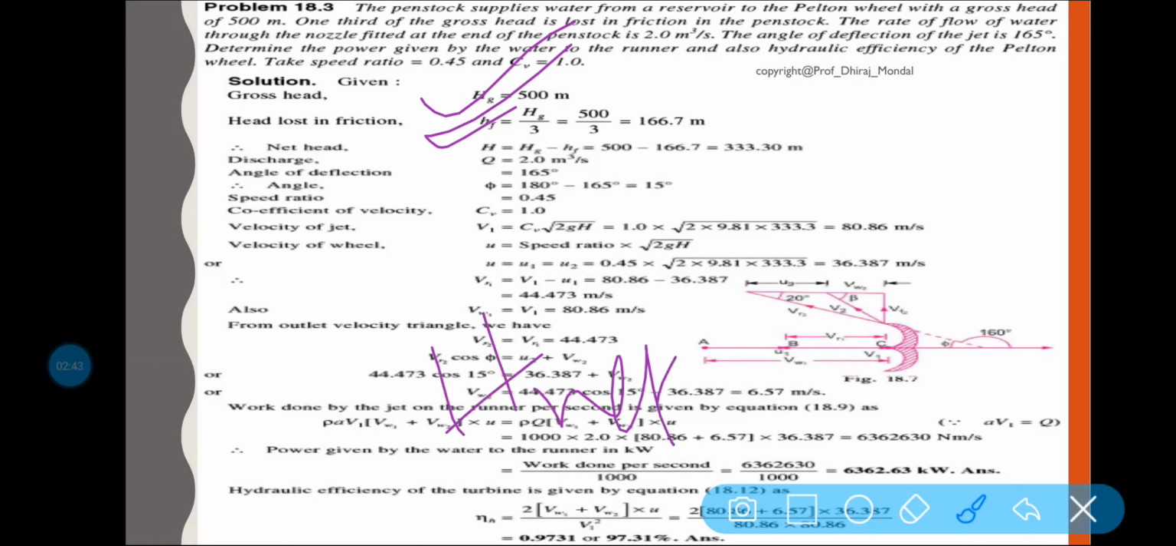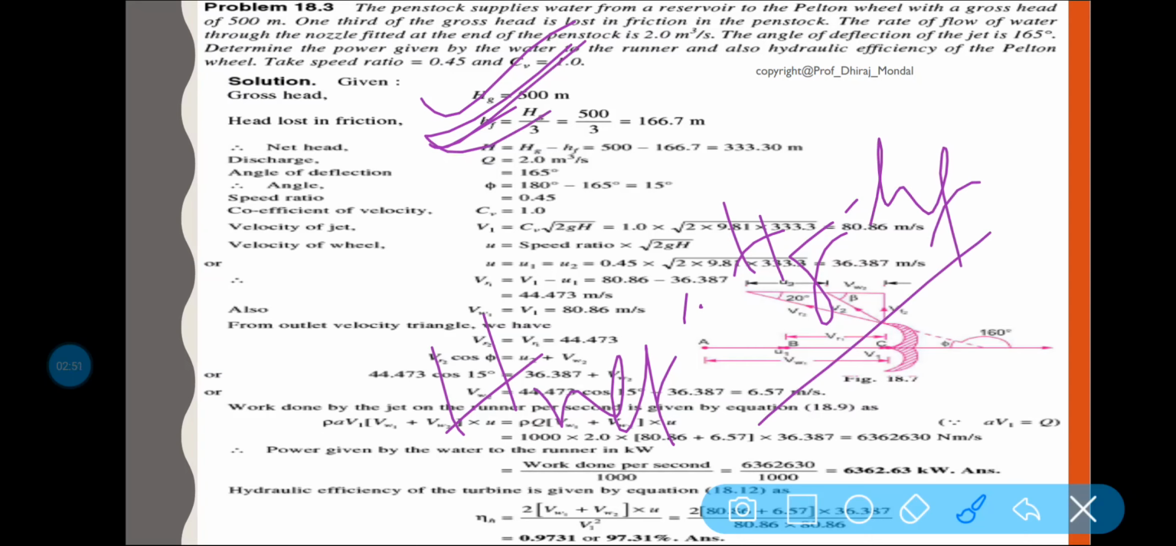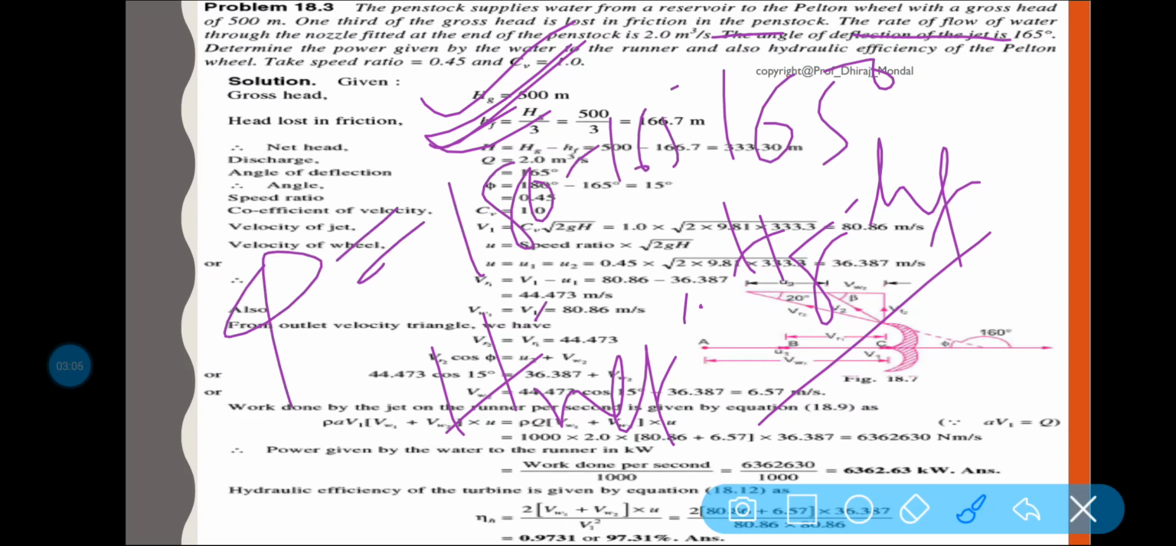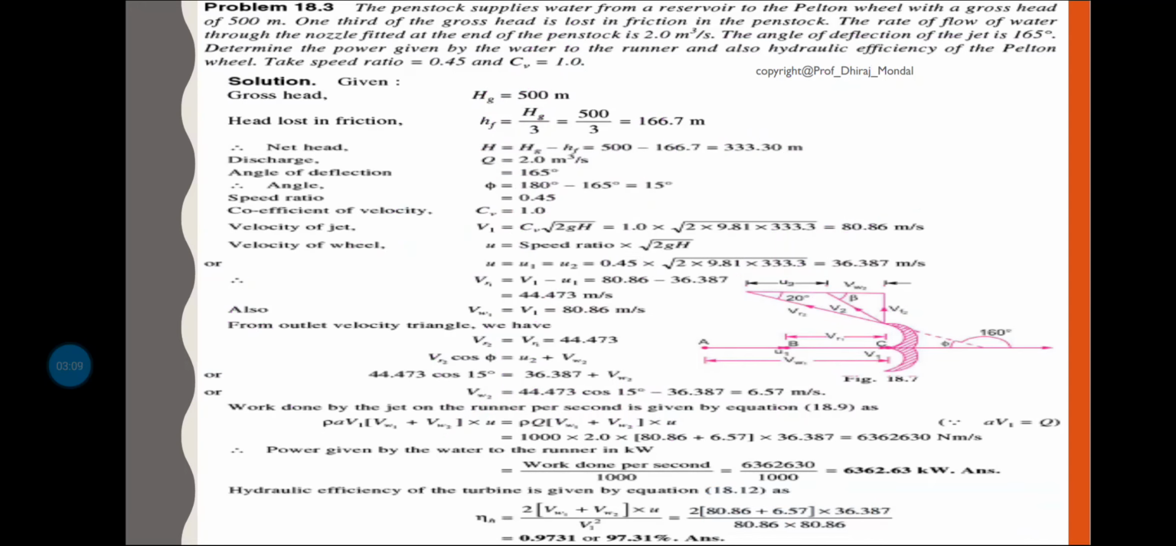H net is equal to what? Gross head minus Hf. So ultimately this is your H net. Now discharge is given as 2 meter cube per second. What is asked? The angle of deflection of the jet is 165 degree. Very important: angle of deflection means your phi. If you want to find phi, then 180 minus 165, that is your 15 degree. In this figure you can see this one is your angle of deflection. So how much the blade is deflecting, that is the angle of deflection.